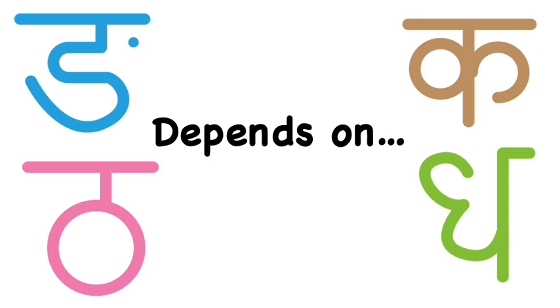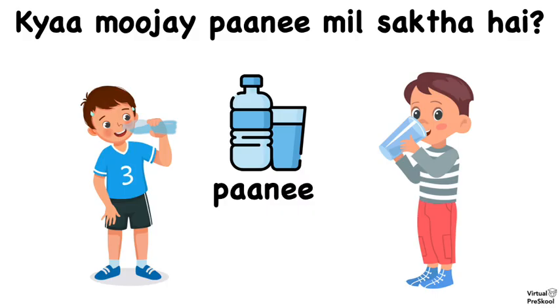And in Hindi, we also have some words that don't follow all the rules and patterns. And pani is one of those words, okay? So it'll be, kya mujhe pani mil sakta hai? Even though pani ends with E sound, this one is going to be, kya mujhe pani mil sakta hai? All right?